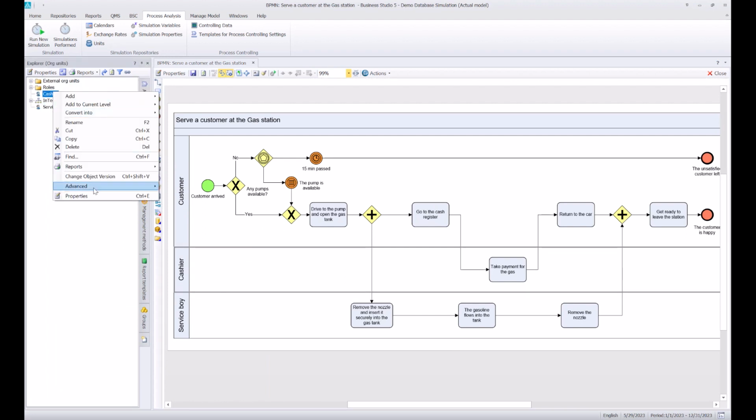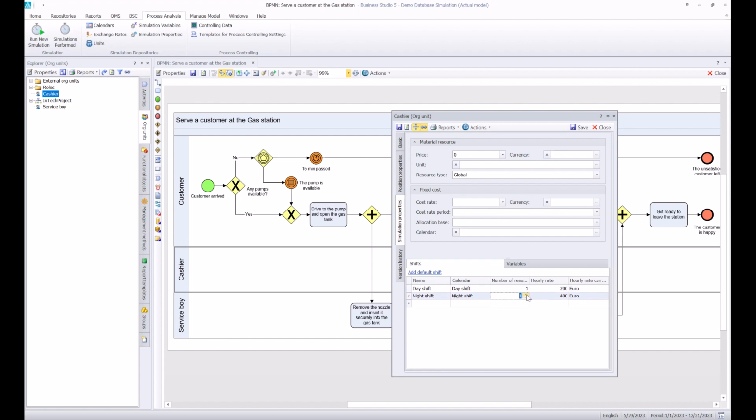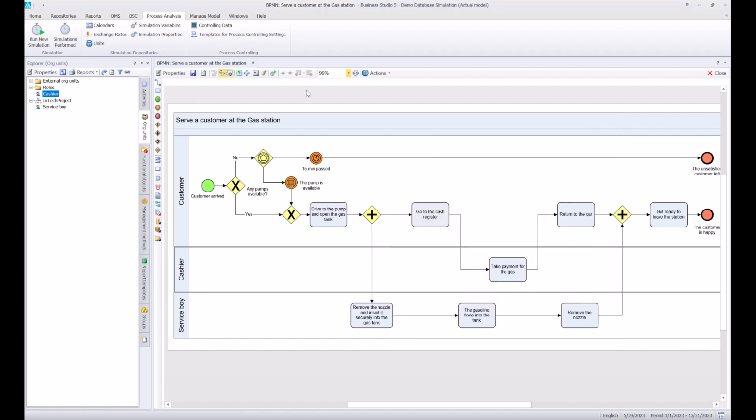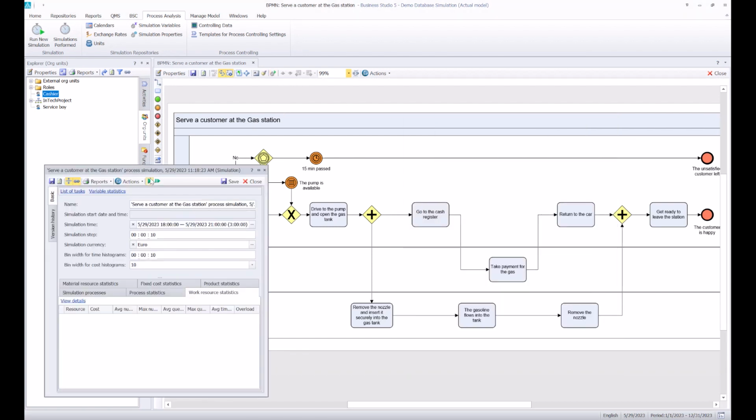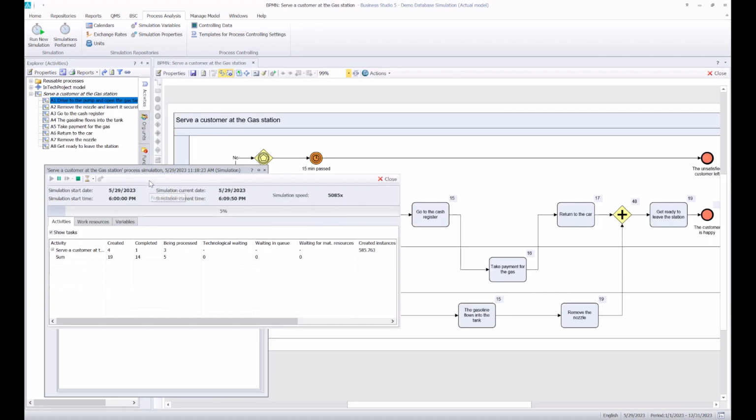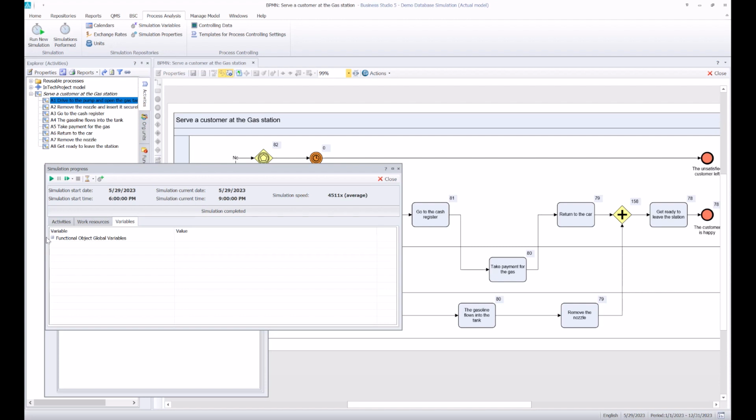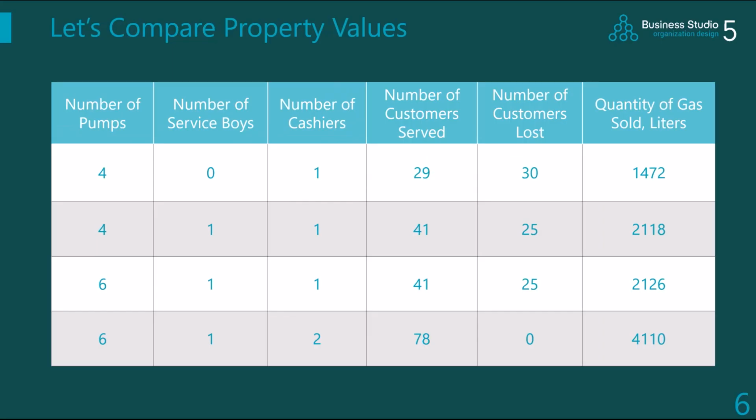So, what can we do? We can increase the number of cashiers and start the simulation again. You see that the situation has improved. We can also notice that the quantity of the gas sold has increased compared to the first experiment. Thus, we have reached our goal.